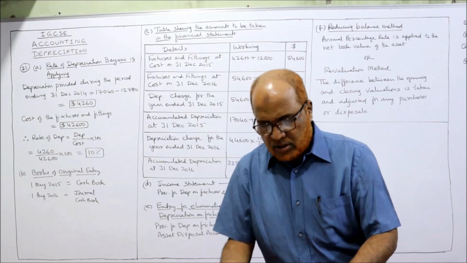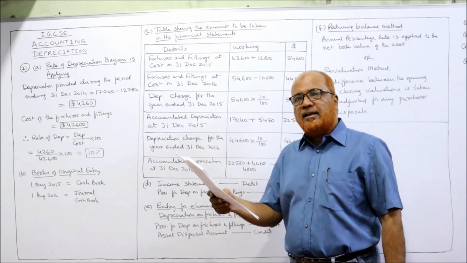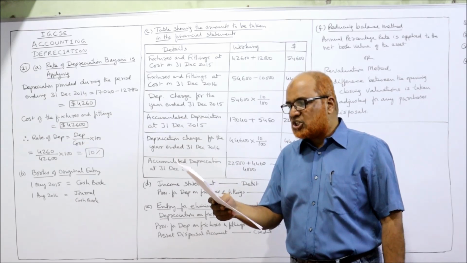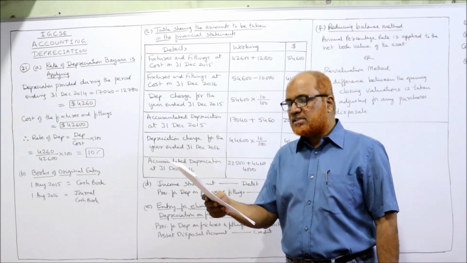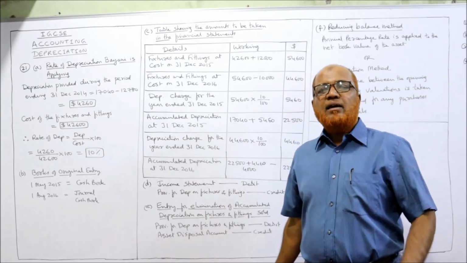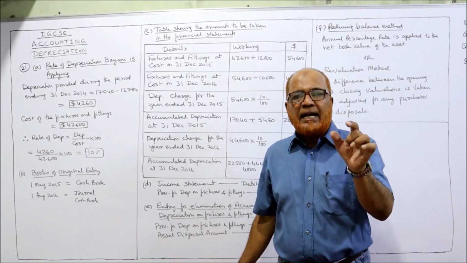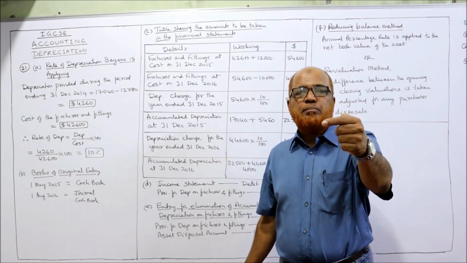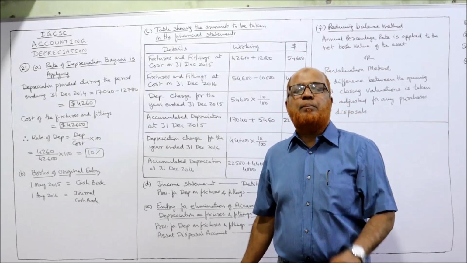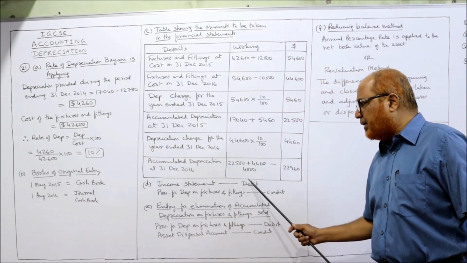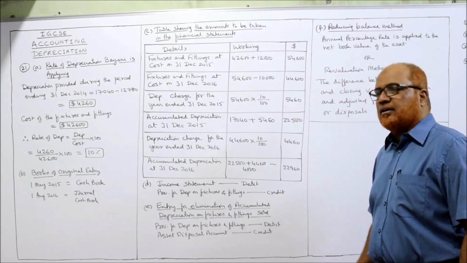Now D question. State the double entry needed to record the depreciation charge for the year ended 31st December 2015. Debit entry, credit entry. And when depreciation is provided, what journal entry will we pass? Income statement debit, provision for depreciation credit. So here, income statement debit, provision for depreciation credit.